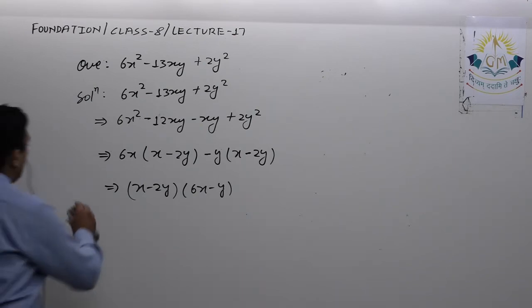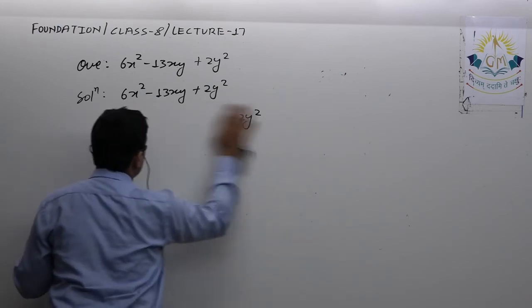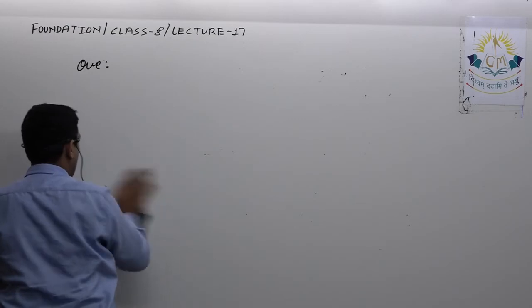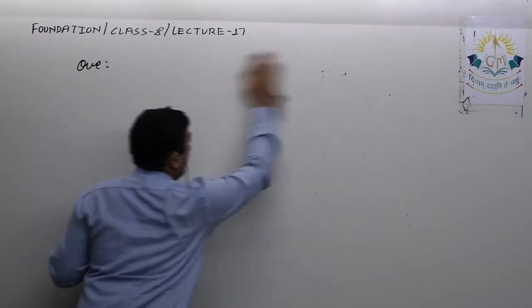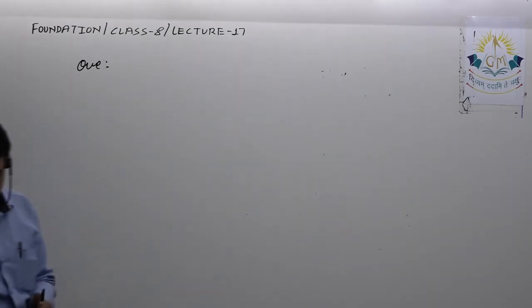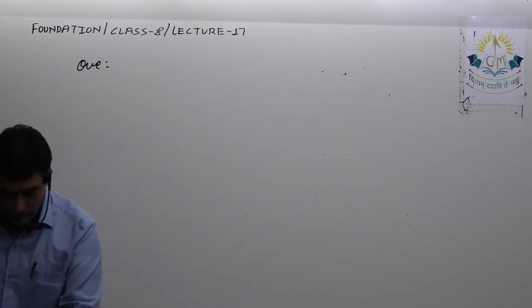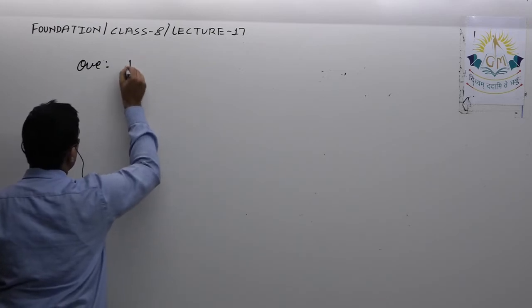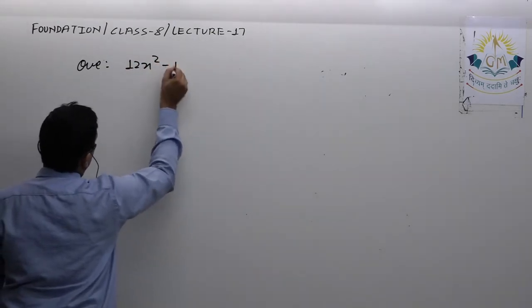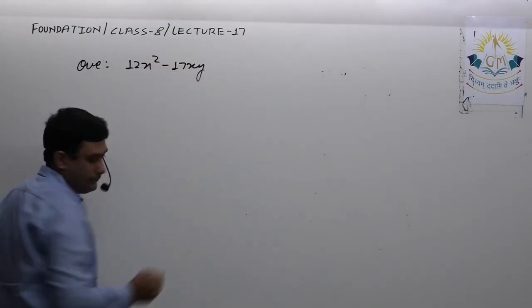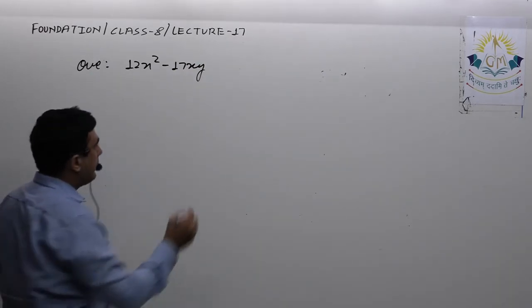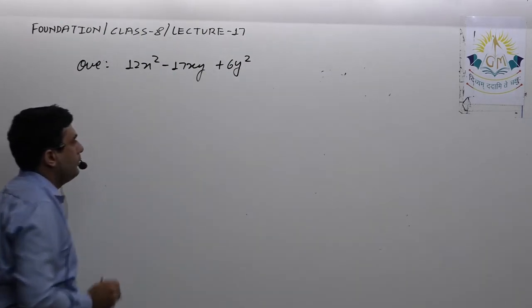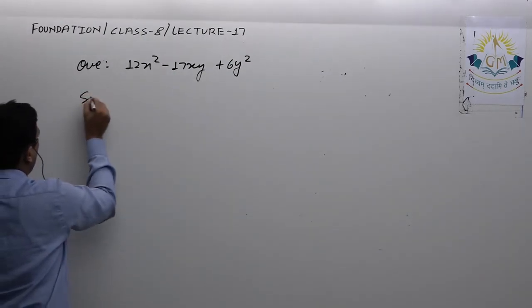Okay, now let us see the next question. The next question is 12x square minus 17xy plus 6y square. So again we have to follow the same method.